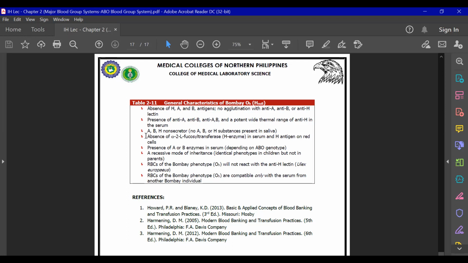Kasi your red cells are devoid of your H, A, and B antigens. And of course, your ABH non-secretor, so no A, B, H substances in the body secretions and body fluids. Of course, since ang na-inherit ng individual na ito ay yung silent gene, which is the small letter h, hh. So we have here the absence of your H enzyme. So no production of your H enzyme, which is your alpha-2-L-fucosyltransferase. And also the presence of your A and your B enzymes in the serum, depending on the genotype.